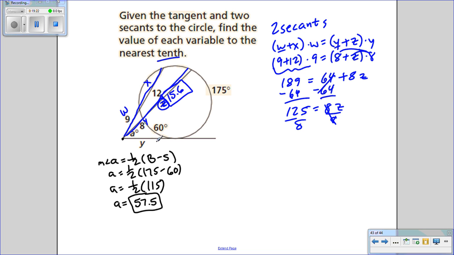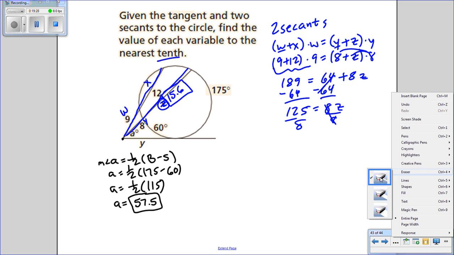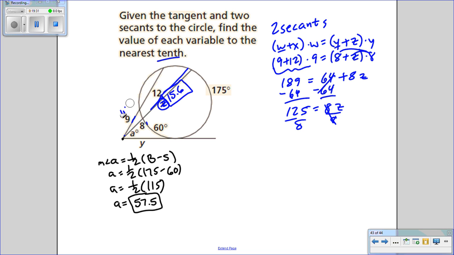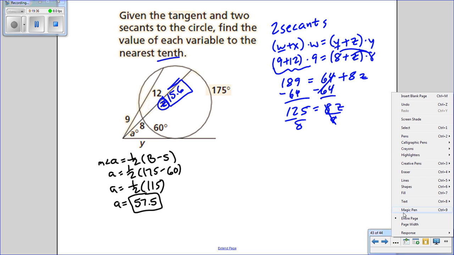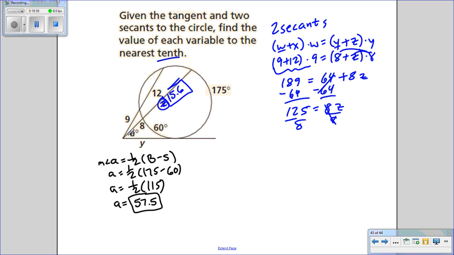Okay, finally, let's find this side here. Let's get rid of some of this mess. And let's use a different color. Let's use green. So this is a tangent, and I'm going to use this secant right here. So we're going to use the secant tangent formula, which is y plus z times y equals tangent part squared. So this is y, this is z, and this is my tangent.